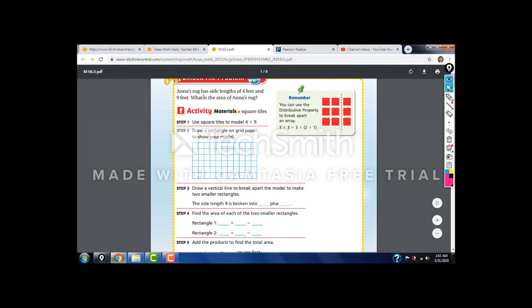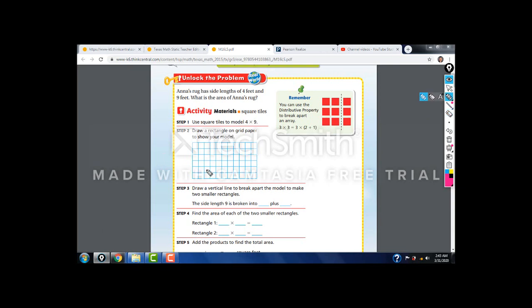So I'm looking at Anna's rug, which has side lengths of 4 feet and 9 feet. What is the area of Anna's rug? Okay, 4. So 1, 2, 3, 4, and then 9. 1, 2, 3, 4, 5, 6, 7, 8, 9. Okay, so I have 4 and I have 9 here.